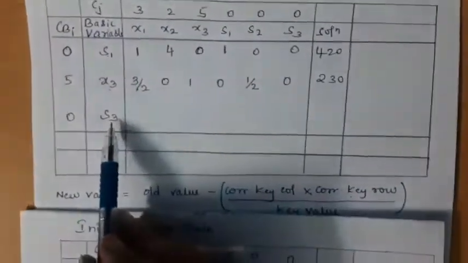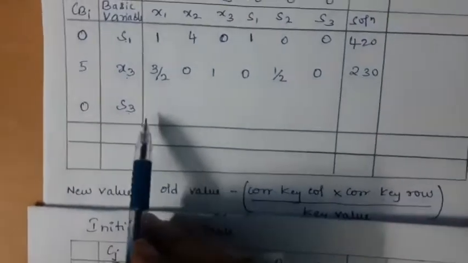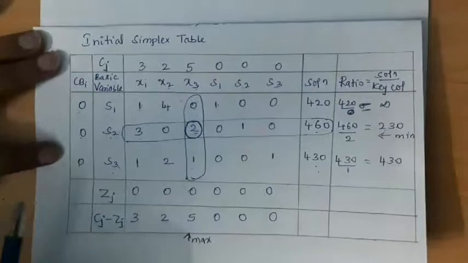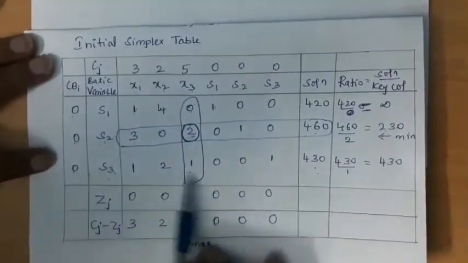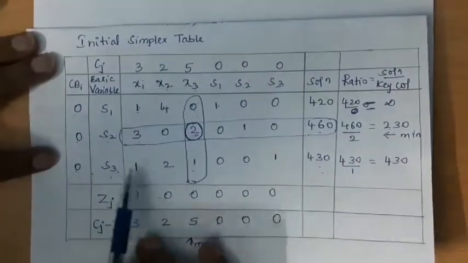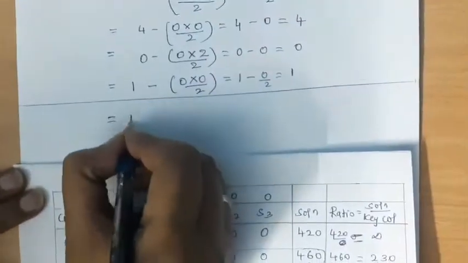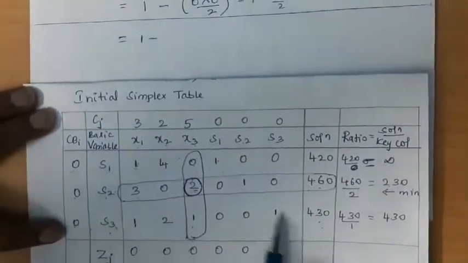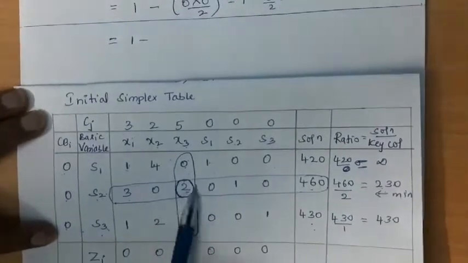Next, we have to find for S3. Again, use the same formula and let us find the new value for S3. Let us take down in S3 row from the initial simplex table. The first old value is 1. So write down 1 minus corresponding key column value. In this row, which value is selected along with key value?